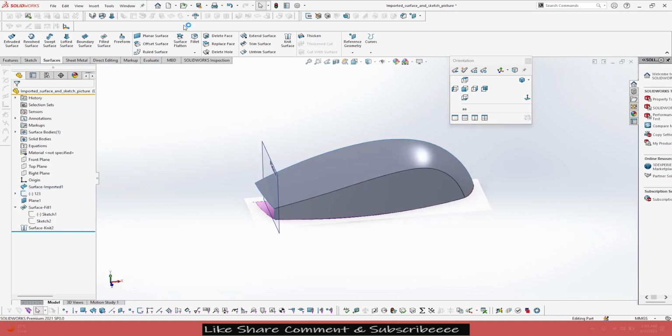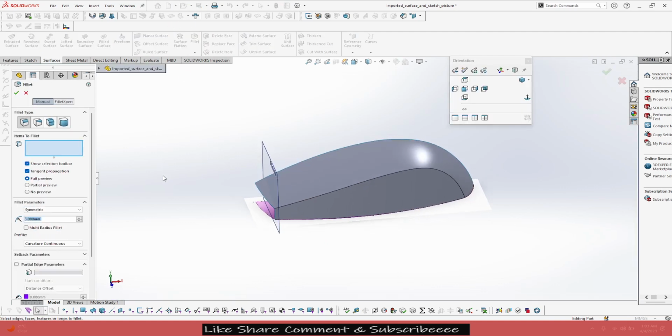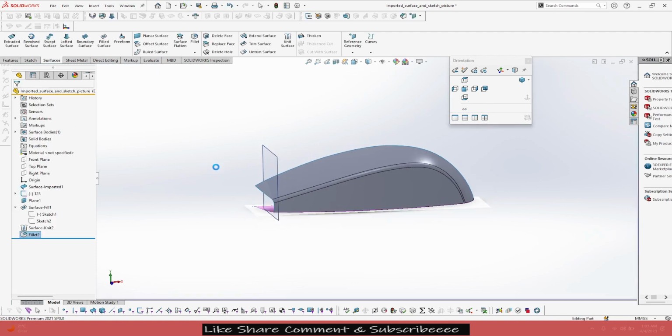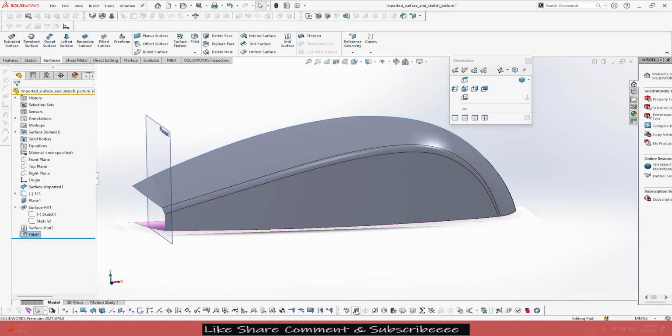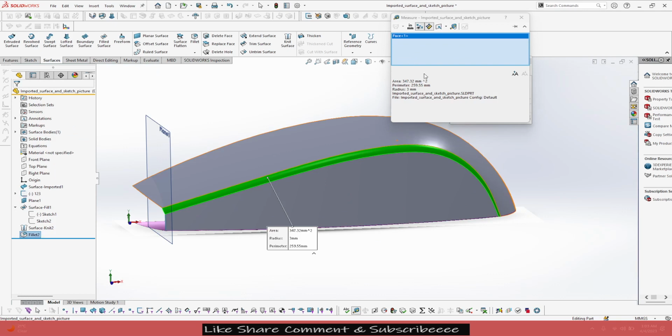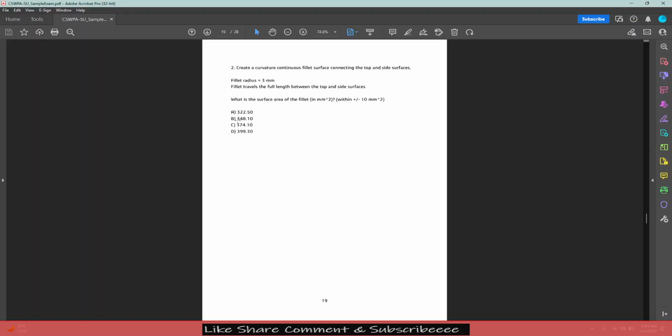So let's invoke the fillet command. We keep the 3 mm curvature continuous and select this edge. Press the green tick. Our fillet is ready. Let's try to measure that. It's coming around 347.32 mm squared.